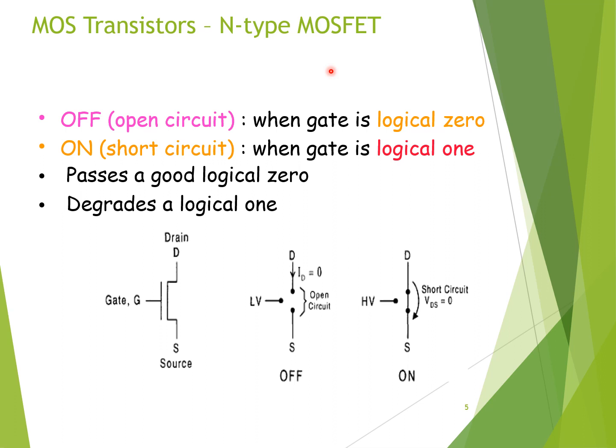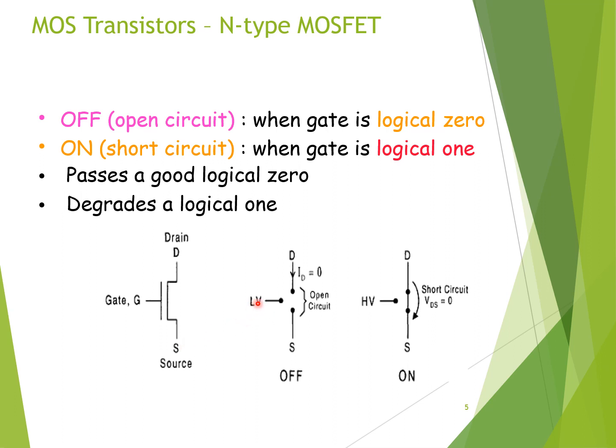A short gist about the N-type MOSFET: it is supposed to be switched off, that is open circuit, when the gate is logically 0, and it is on, that is short circuited, when the gate is logically 1. It passes a good logical 0 and it degrades a logical 1. Hope you can see the symbol of an N-type MOSFET. The three terminals of a MOS are gate, drain and source.